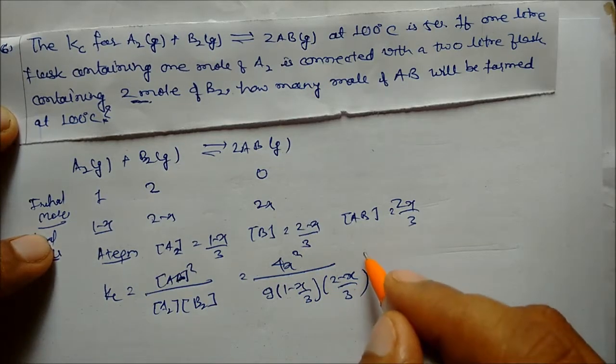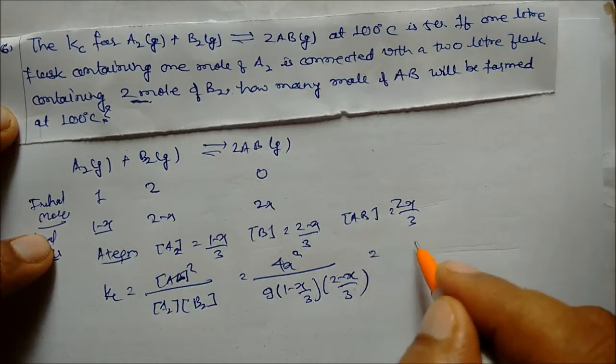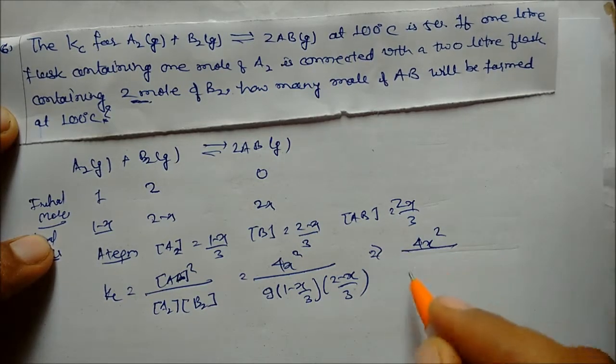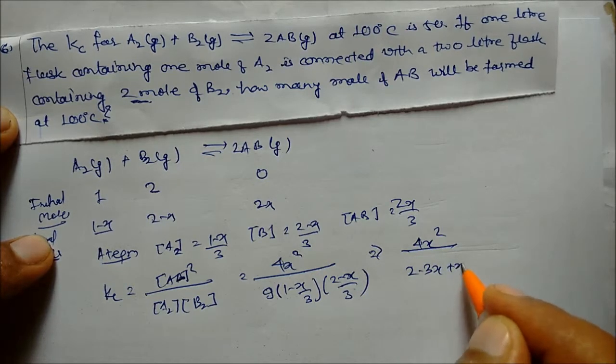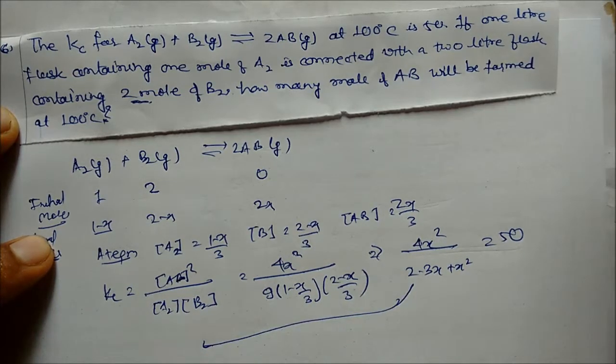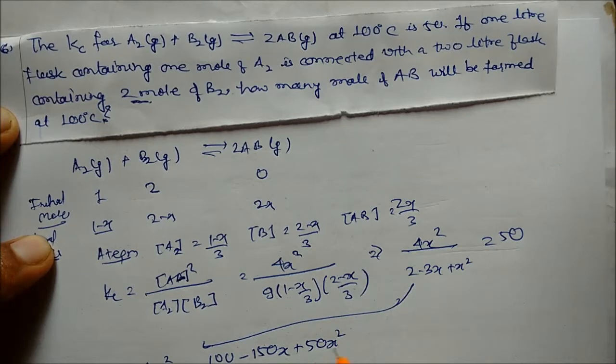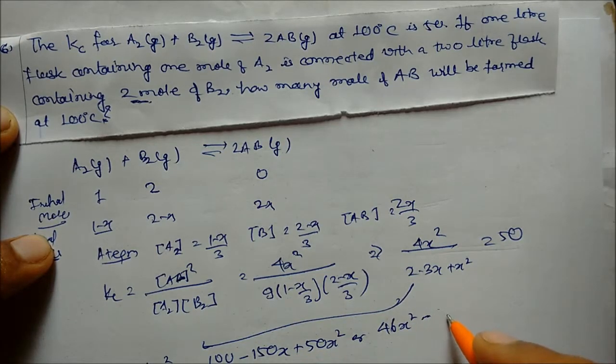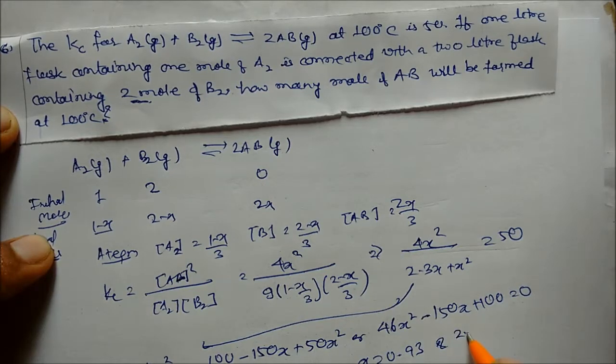So on solving, we will get 4x square divided by 2 minus 3x plus x square, and this is equal to 50. So again you can see here 4x square equals 100 minus 150x plus 50x square, or we can say 46x square minus 150x plus 100 equal to 0. Now x equals 0.93 and 2.326.